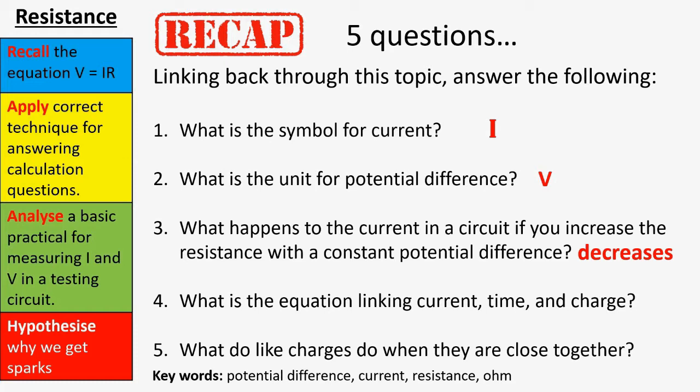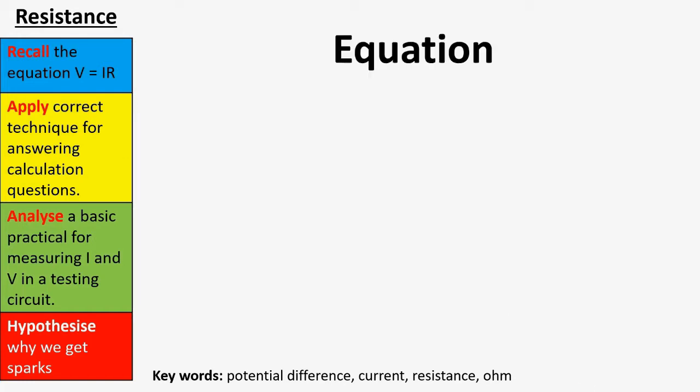Number 4. What is the equation linking current, time and charge? This one is Q equals IT. If you've written I equals Q over T or T equals Q over I, that's absolutely fine, but Q equals IT is the typical version of it. Question 5. What do like charges do when they are close together? They repel. So today we have a new equation.